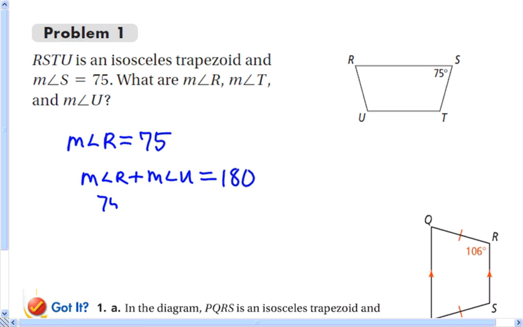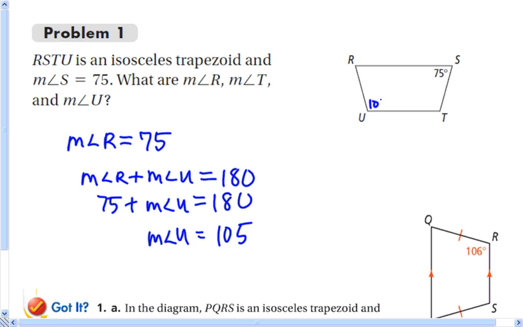So 75 plus the measure of angle U is equal to 180. So the measure of angle U is equal to 180 minus 75, which is 105. And once we know that that's equal to 105, then T is also 105 because it's an isosceles trapezoid. All right, go ahead and try the next problem.